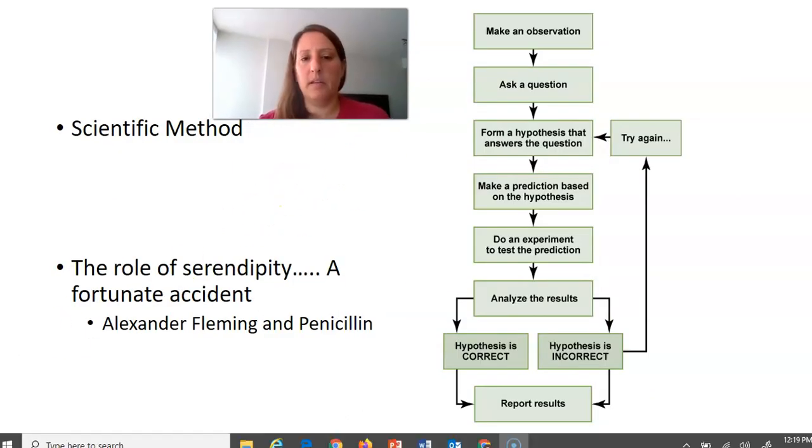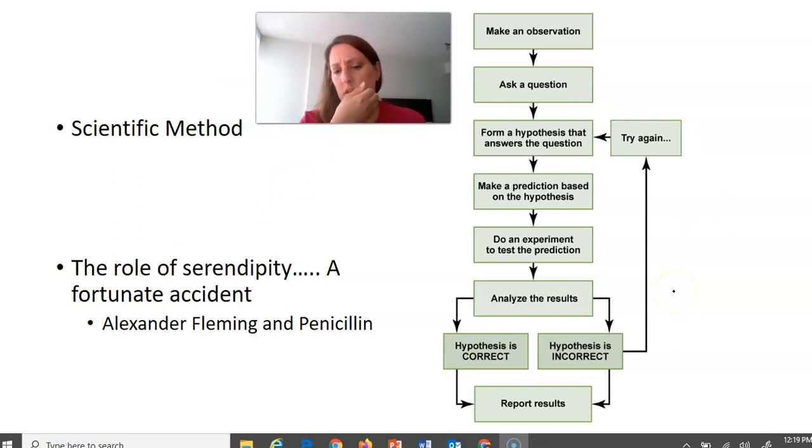Here it is in a pictorial form for you. So again, at the very top, you're going to make an observation. Based on that observation or observations, you're going to ask a question. From that question, you are going to form a hypothesis. You are then going to test that hypothesis, analyze your results, and either accept or reject the hypothesis. And of course, you're going to have to report your results. We'll talk about how those results are reported in just a little bit within this chapter.